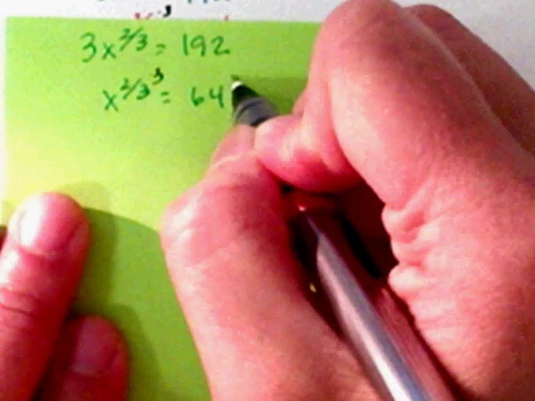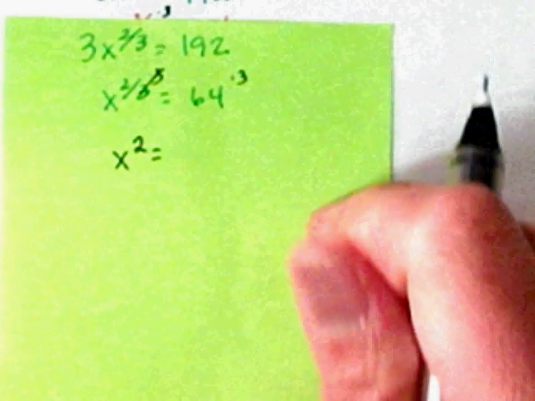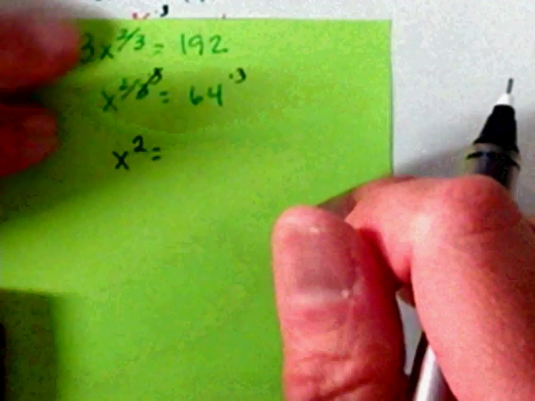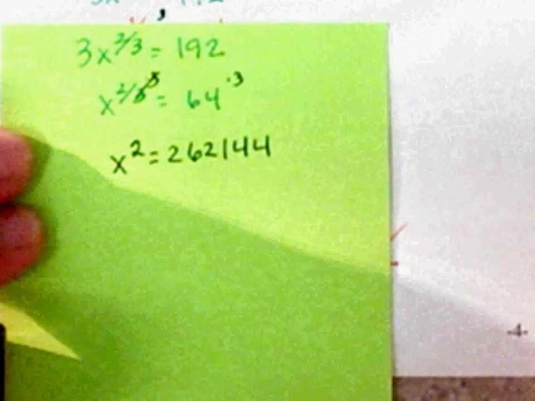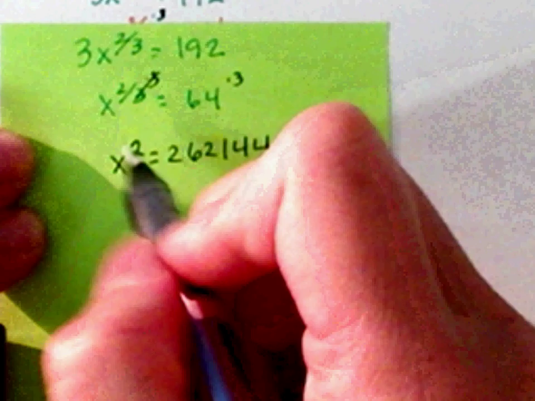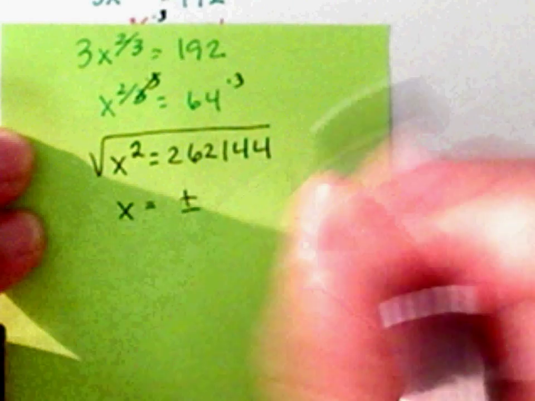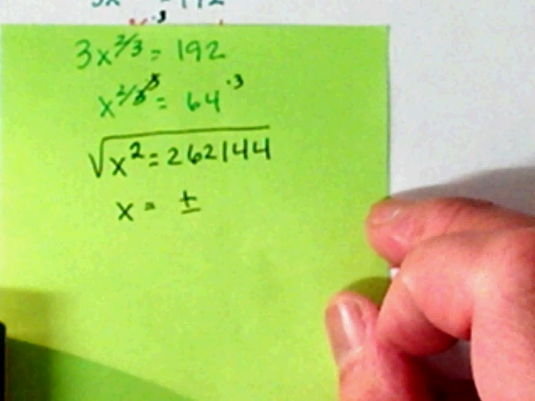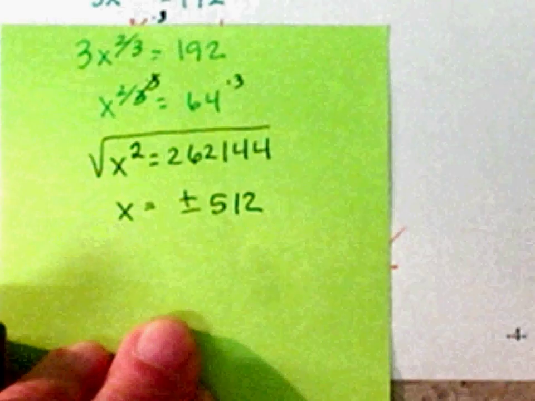So now you have x squared is equal to 64 raised to the 3rd power, which is 262,144. Well, how do you get rid of a square? You take a square root. So x is equal to plus or minus the square root of the previous answer, which comes out to be plus or minus 512. Do you see how you get both answers?